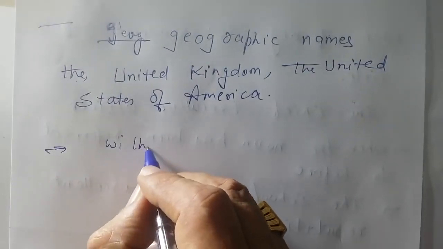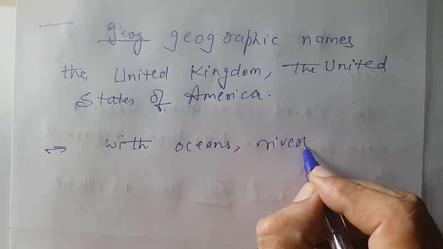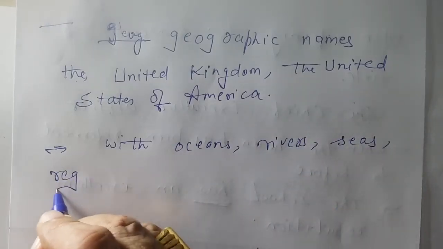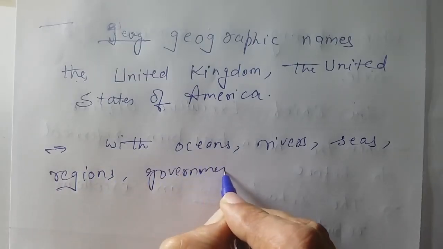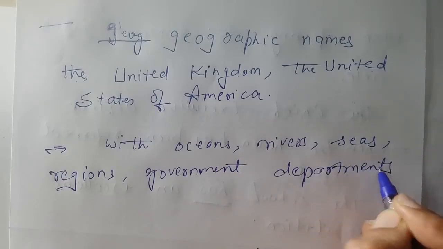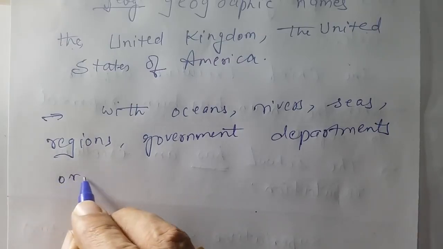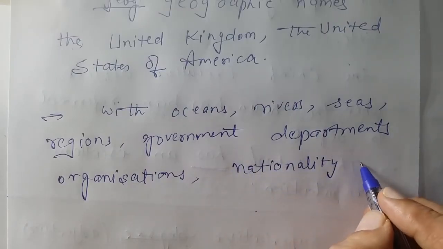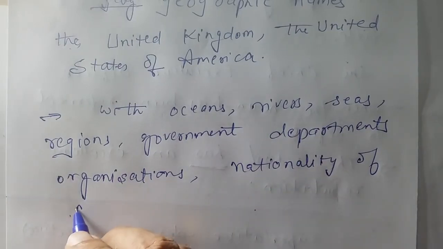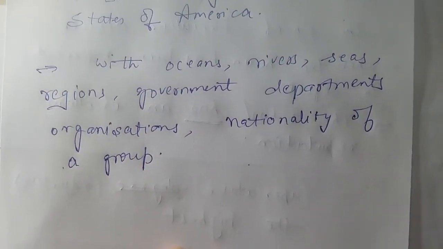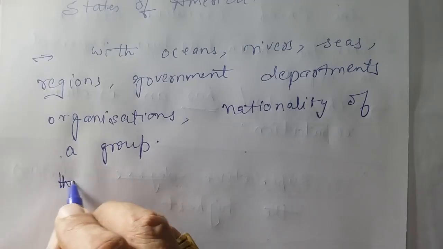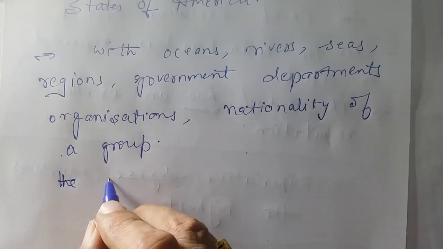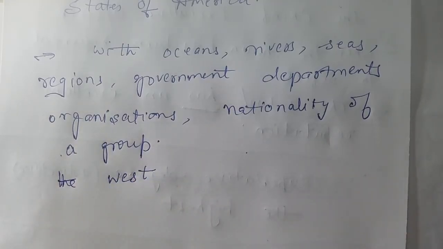Next come oceans. Then come rivers. Then your seas. Then come your regions. Government departments. So please remember, especially the writing people, sometimes they have to write letters to concerned authorities also. Nationality, right, of a group. How? First of all, oceans, rivers, you know, right? I'll give you the example of directions also sometimes, when they are representing regions only. The West, right? I'm using nationality of a group also, right?